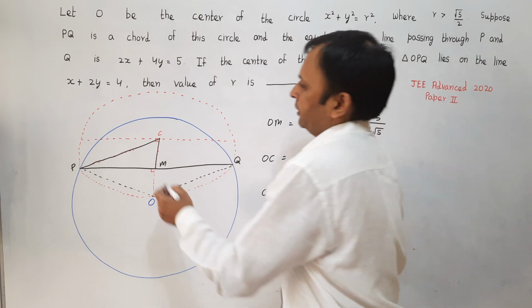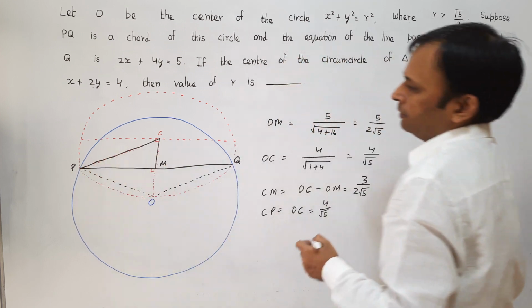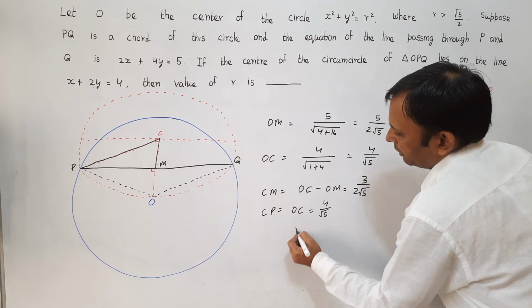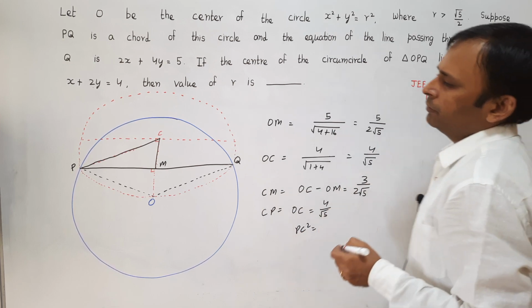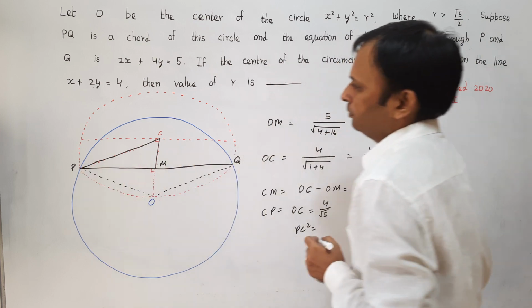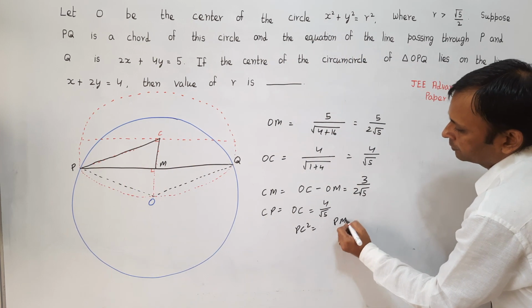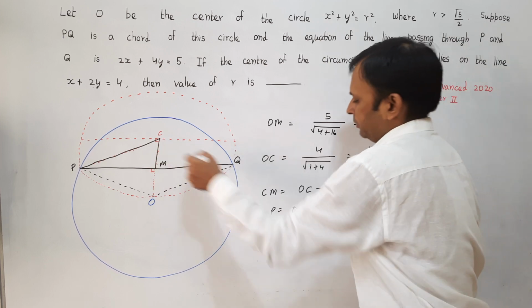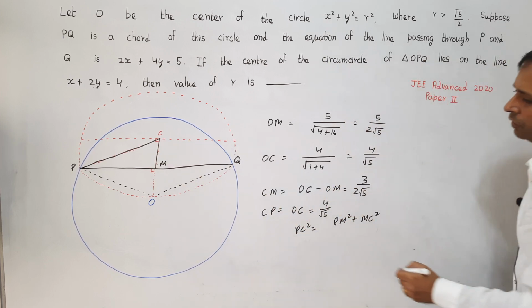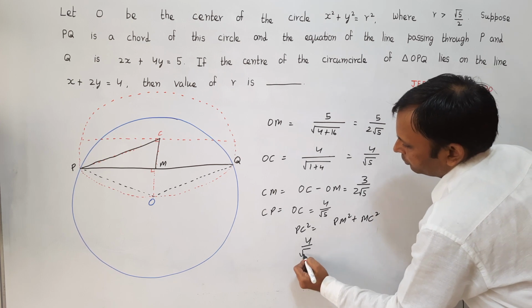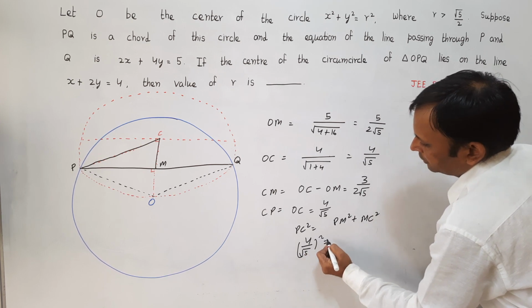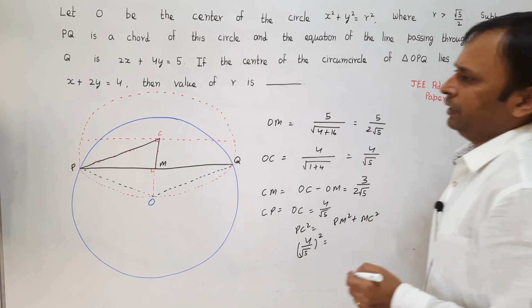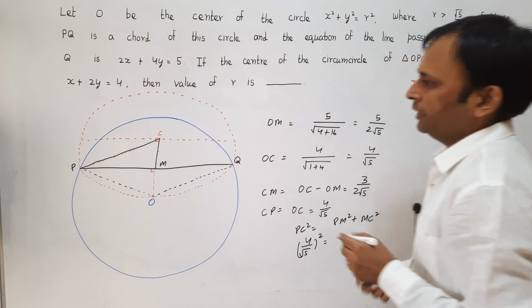Now if I take the Pythagoras theorem in this triangle PCM, the hypotenuse PC square should be equal to the sum of the squares of the other two sides, which is PM square plus MC square. Now PC we already got, it is the same as OC, which is 4 upon root 5. So 4 upon root 5 square is equal to PM square plus MC square. Now what is PM square? This I need to find out.